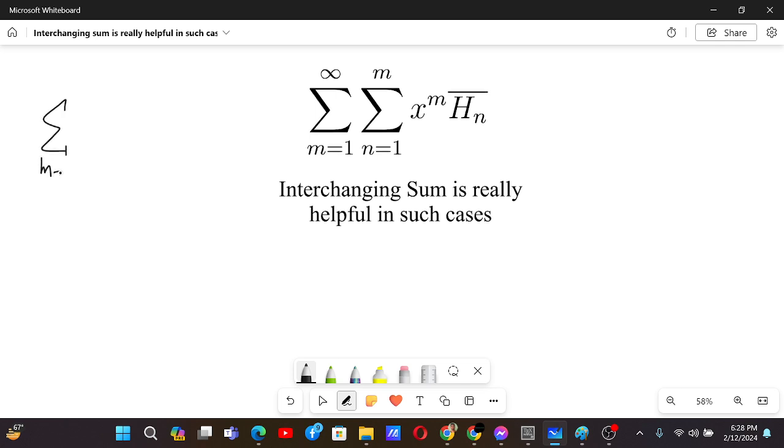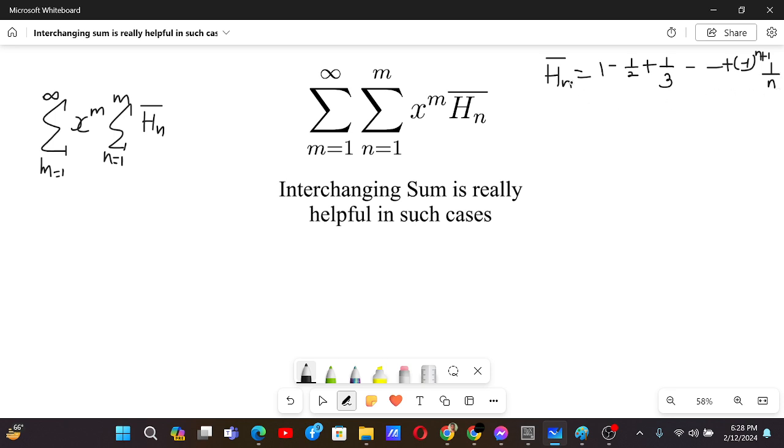So the sum from m equals 1 to infinity of x to the power m, and the sum from n equals 1 to m of 1 by n, and the term over here denotes the skew harmonic number. If you don't know what the skew harmonic number is, let me give a brief intro. So this is the harmonic number and this is the skew harmonic number. This denotes 1 minus 1 by 2 plus 1 by 3 up to n. Basically, in the second term there's a minus, so in the nth term I should write plus or minus 1 by n.